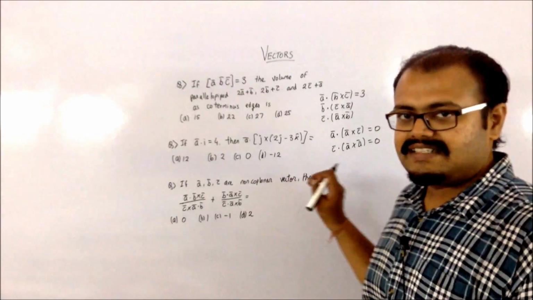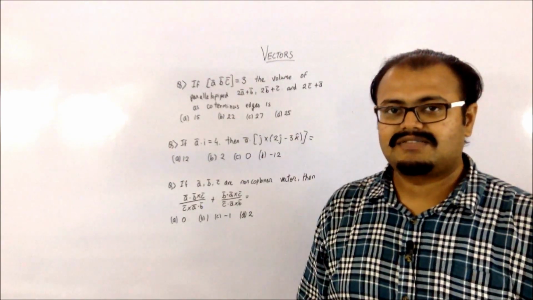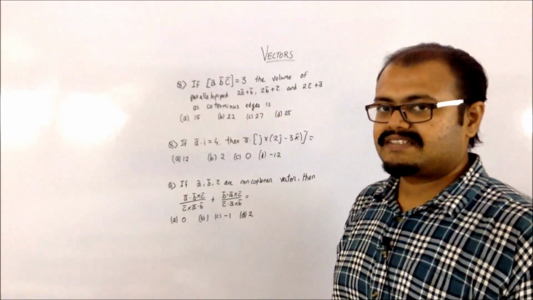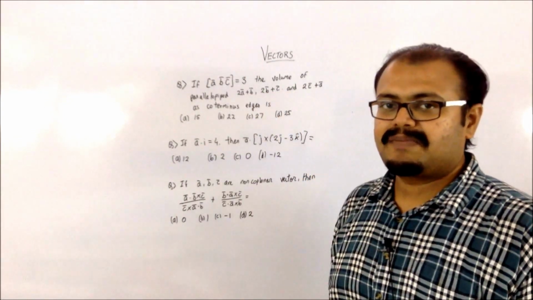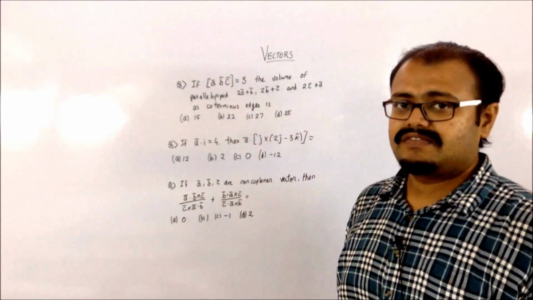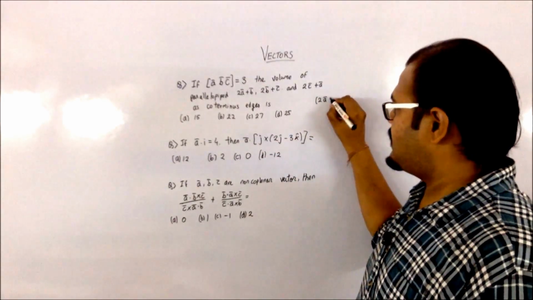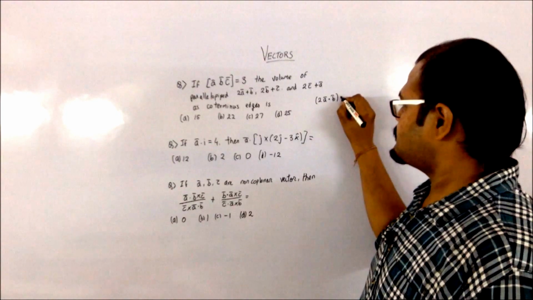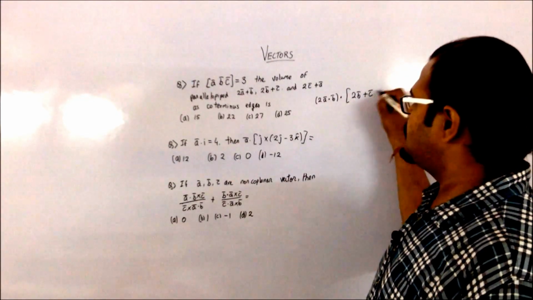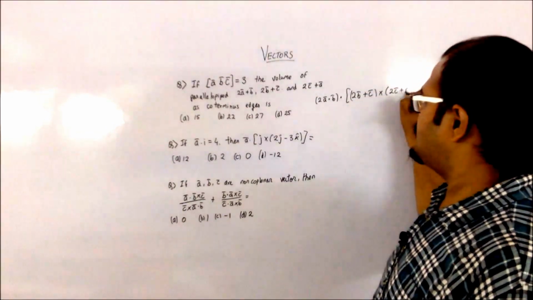So once we know the basics of this, let us go and solve this particular problem. I have to find the box product of basically this, because the volume of a parallelepiped is given by the box product of the vectors given over here. So let me write it. It will be 2A bar dot B bar dot product of 2B bar plus C bar, its cross product with 2C bar plus A bar.